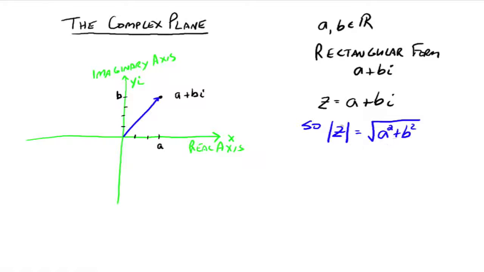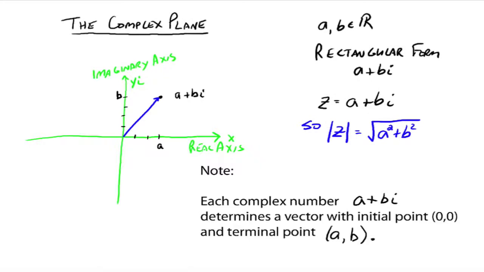Remember, the absolute value of a number can be defined to be its distance from zero, or its distance from the origin is another way you can think about that. So we're just saying, when we use this notation, how far is this number z away from the origin? Well, that would be the hypotenuse of this right triangle here, and that's easy to figure out. Now, a little note: each complex number, a plus bi, does determine a vector with the initial point at the origin and the terminal point out here at a plus bi. So no matter where you plot a complex number, that determines a vector.